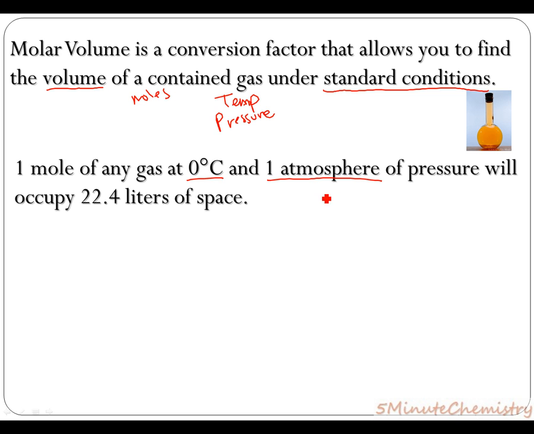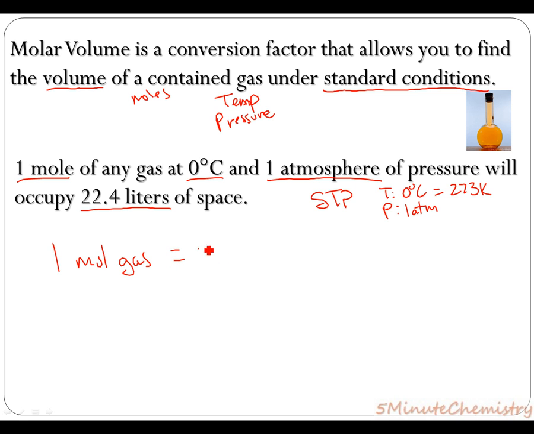That's abbreviated as STP, standard temperature and pressure, with a temperature value of 0 Celsius, which is equal to 273 Kelvin, and a pressure value of 1 atm, 1 atmosphere. So these are the standard conditions of temperature and pressure. At these conditions, 1 mole of any gas occupies 22.4 liters of space. So 1 mole of gas takes up 22.4 liters of volume.